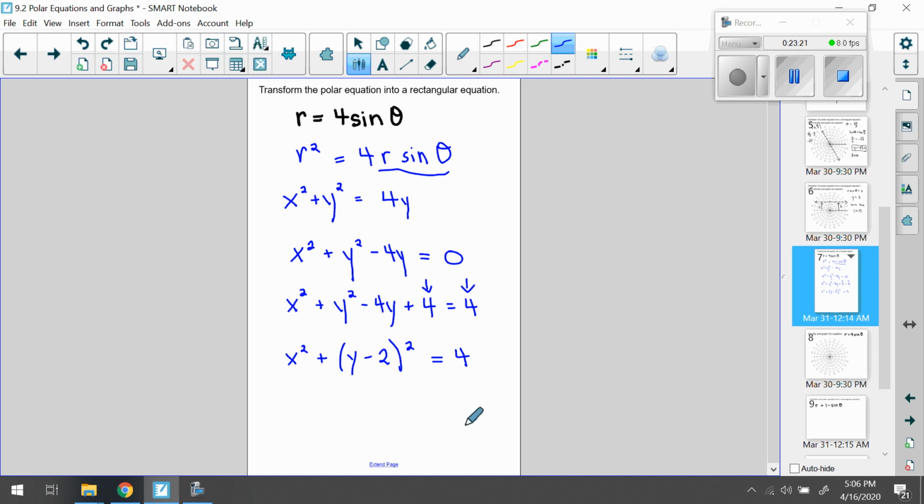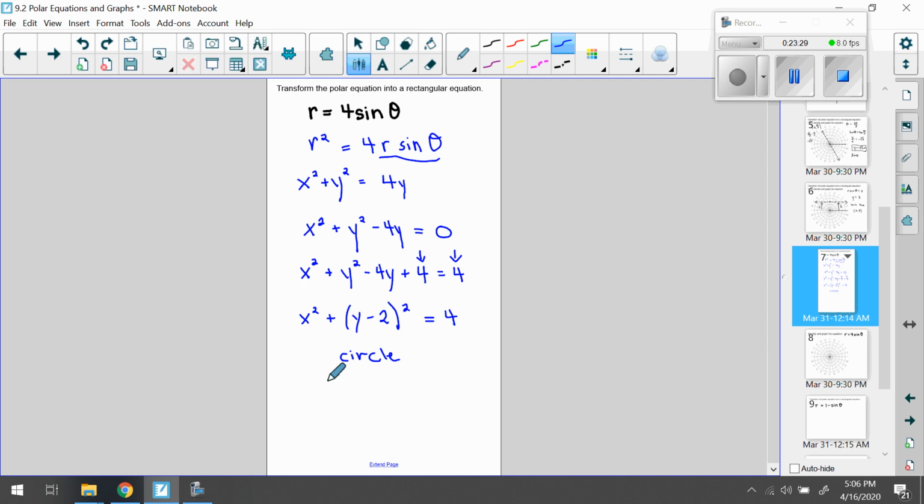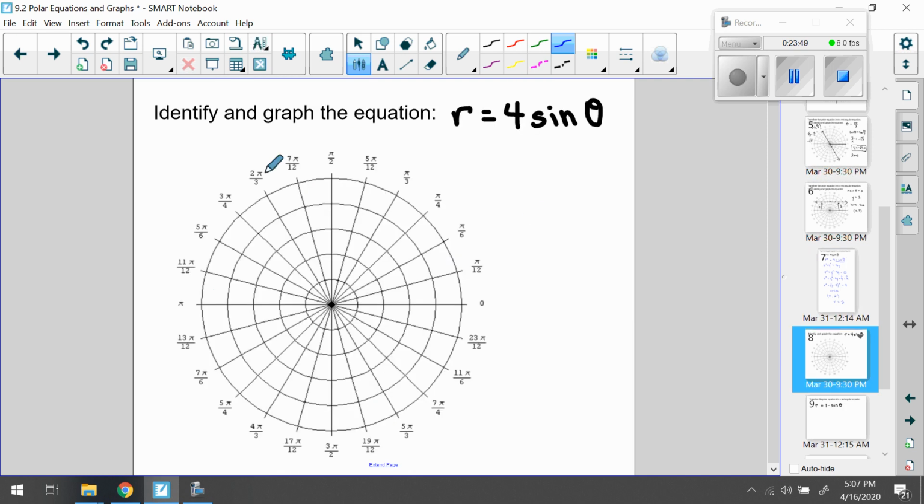When I look at this, I see that this is a circle. So we've identified the graph like it wants us to. More specifically, I know that it's a circle with a center of (0, 2) and a radius of 2. Okay, so now that I know it's a circle, I have a pretty good feeling that I can graph this on my polar grid. So let's keep that in mind. Our center is going to be at (0, 2).